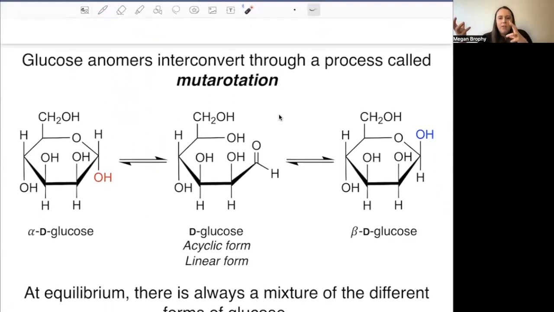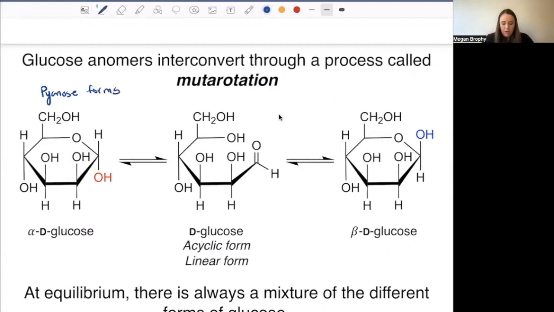So we always have open and closed forms of glucose. You may have taken other chemistry classes or nutrition classes or biology classes where you got really used to seeing them in the closed form or in the open form. And really they exist in equilibrium with each other. So we can have interconversion between alpha anomers and beta anomers. This is shown here with just the pyranose forms, so just those 6-membered rings.